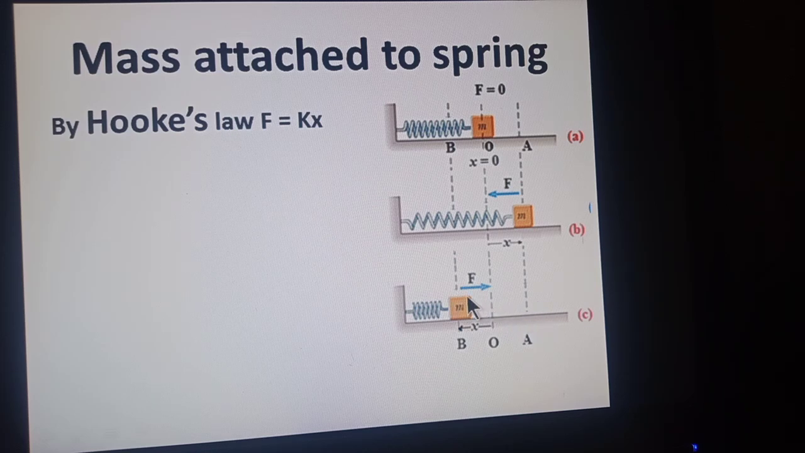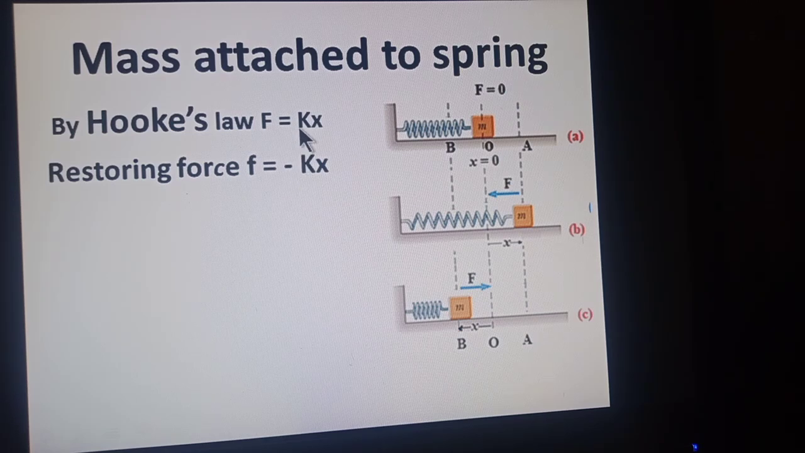Now when this applied force is removed, due to elasticity, the spring will push the mass backwards towards its initial position A. Now this is called elastic restoring force, by which the mass is pushed by the spring. This force is equal but opposite to the applied force, so we denote it with small f, and its value is minus kx. Here minus means it is directed opposite to the applied force.